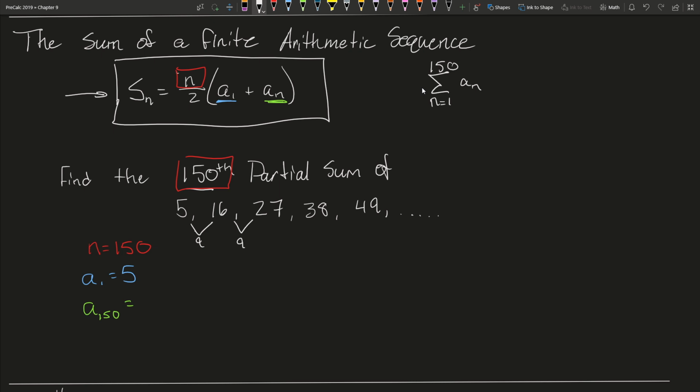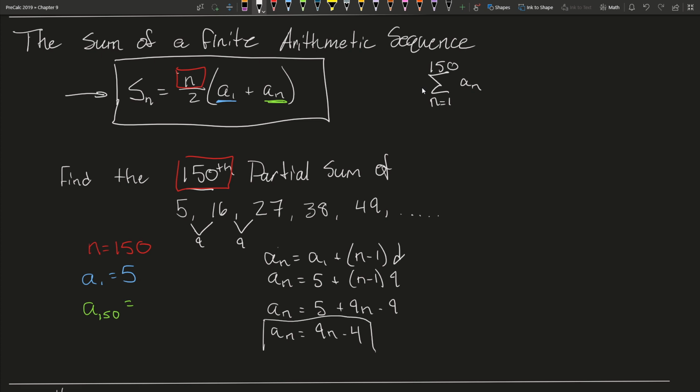So in order to find a rule for the nth term, we just plug it into our formula again. So our first term is just 5, and then our common difference is 9. And then from that, we can find the 150th term.